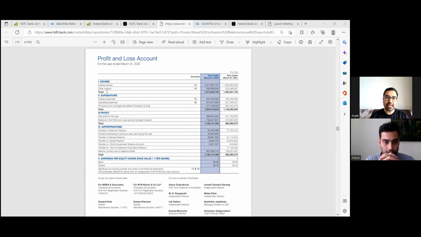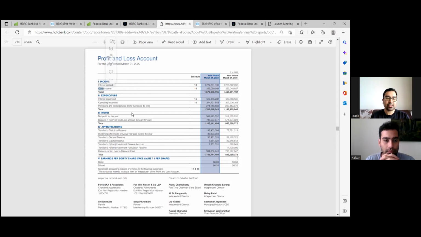So when we talk about interest earned, I'm showing you the annual statement as of 31st of March. Over here you can see the interest earned, the other income, and then the interest expended. So interest earned minus interest expended will be the net interest income. So that first line item is the gross interest earned. Then you can see that there is another line called other income.